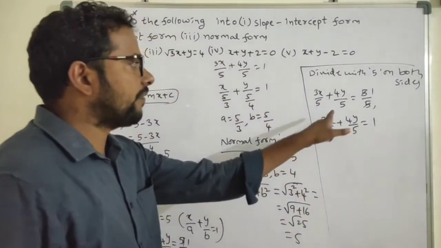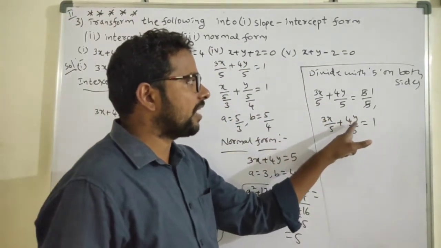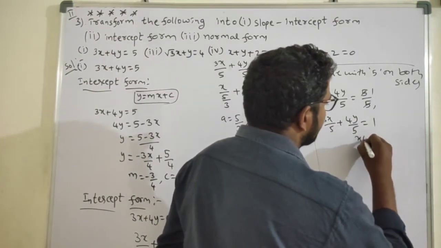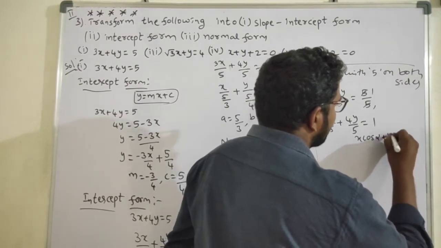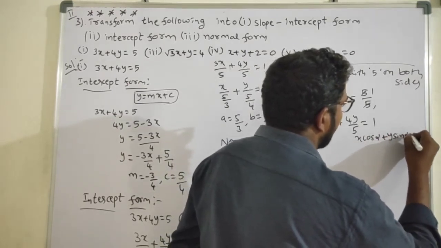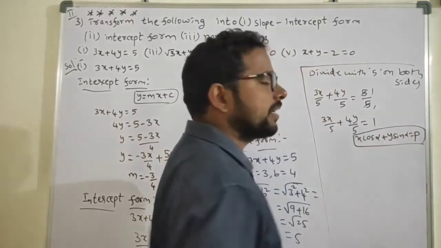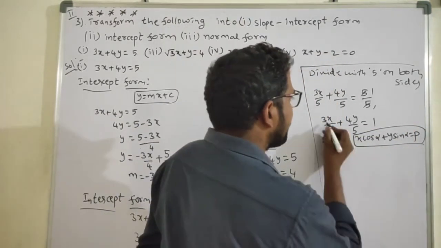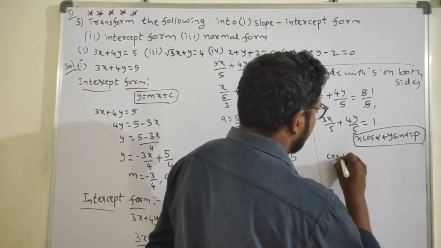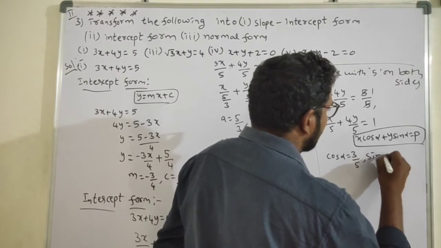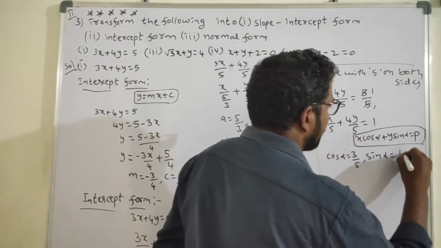So it is in the form of x cos alpha plus y sin alpha is equals to p. What is cos alpha? 3 by 5. So cos alpha is equals to 3 by 5. What is sin alpha? Sin alpha is equals to 4 by 5.